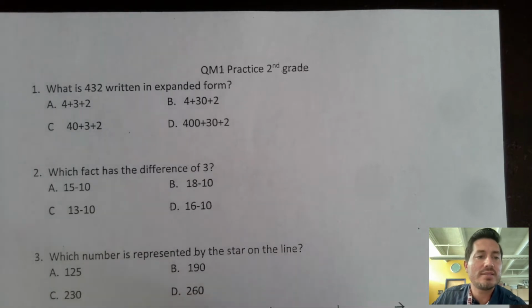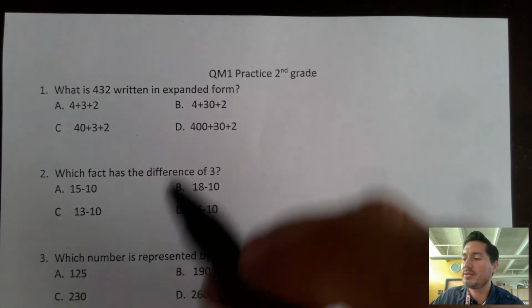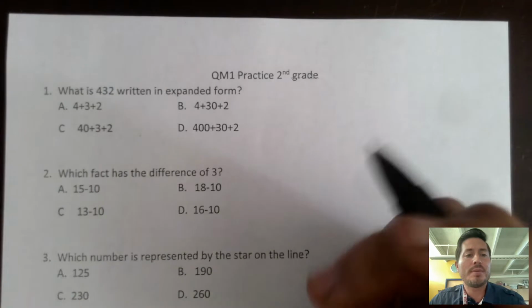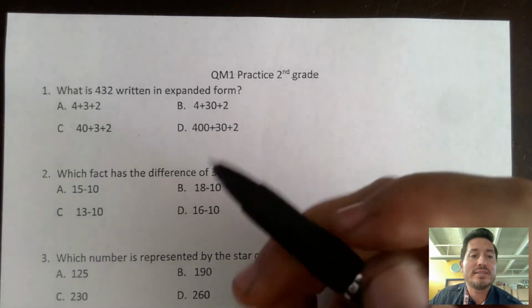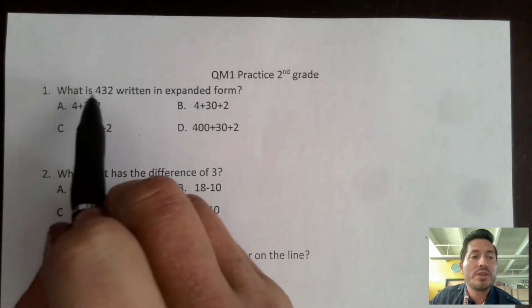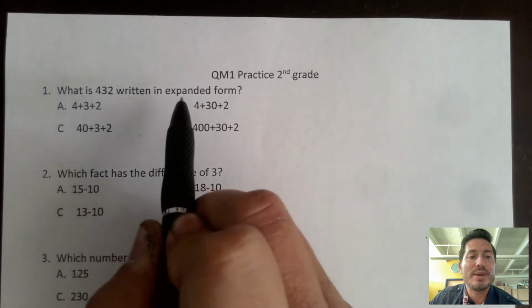This is the practice test. I was going to go over it with you guys, especially maybe the parents don't know exactly what I expect on a test. So number one, what is 432 written in expanded form?